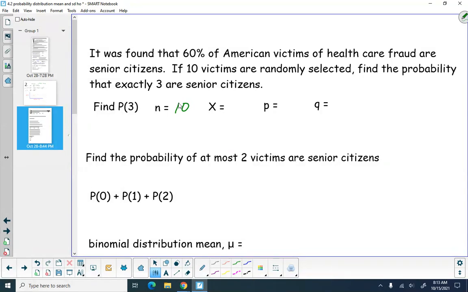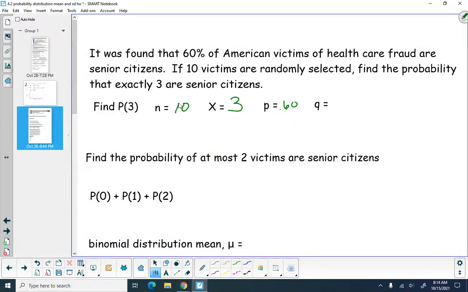Now, my success here is not really a success, because if you get caught in healthcare fraud, that's not a good thing. But for our purposes in this problem, the idea of success is you're choosing 3 people that are senior citizens that have been a victim of healthcare fraud. So our probability for success is 0.60, even though we don't want that, it's a negative thing. But for the problem it is 0.60. We want to know exactly 3, so the number of successes we want is 3.